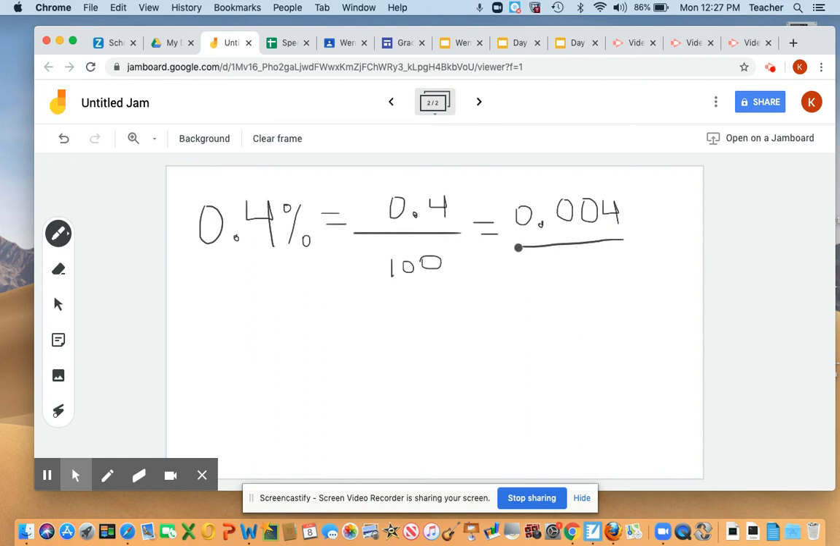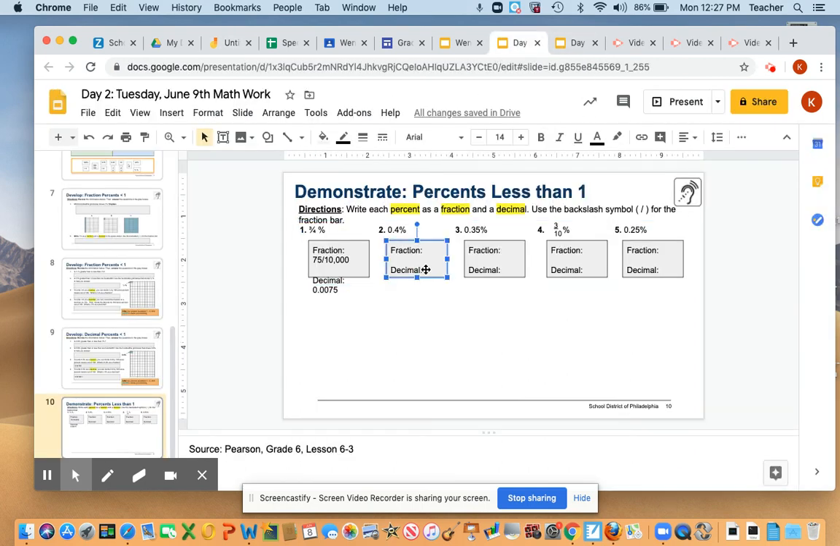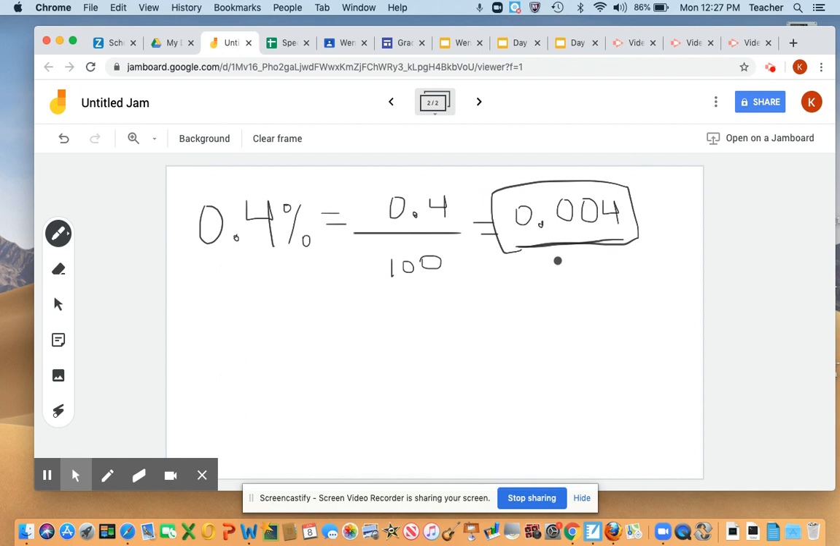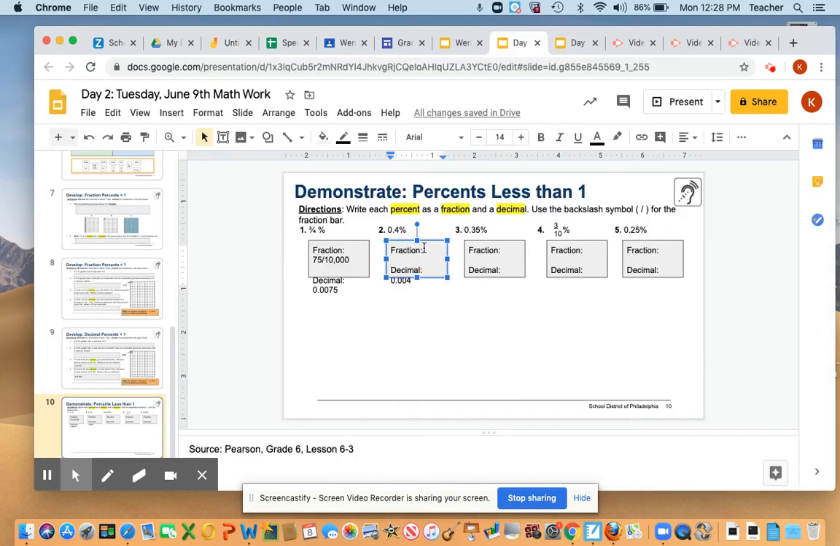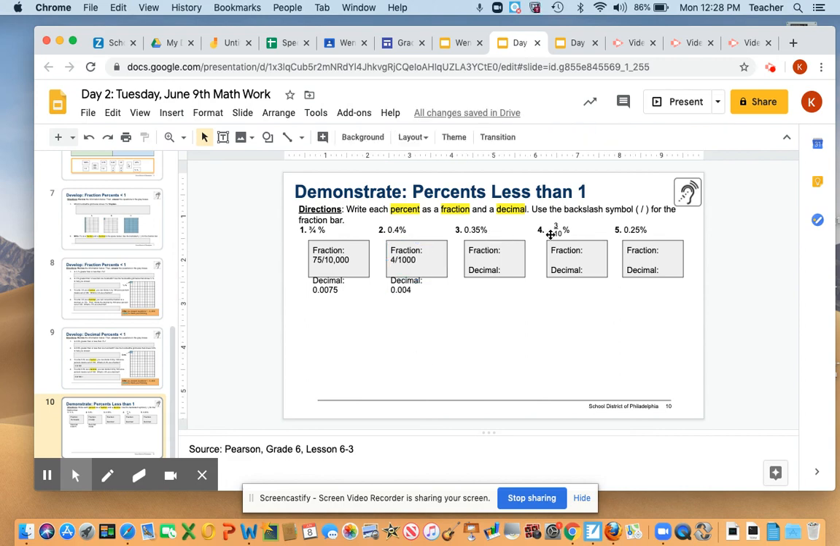And I don't need that line. So this is just my decimal, 4,000ths. So let's write that, 0.004. And my fraction, let's read it. This is my 10th place, this is my 100th place, this is my 1,000th place. So this is 4 over 1,000. That is my fraction. 4 over 1,000. And you're going to do the same thing for the rest of these.